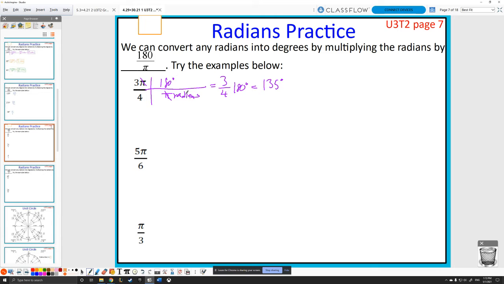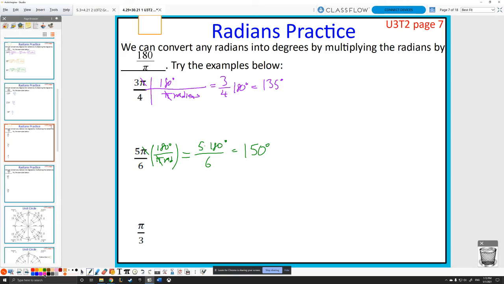Okay, 5 pi over 6, same deal. I can simply multiply by 180 degrees over pi radians. Again, the pi's will cancel. Again, this is 5/6 of 180, or you can say it's 5 times 180 over 6 degrees. And so, of course, this is going to be 150 degrees.